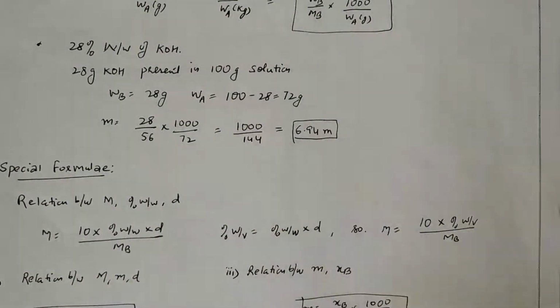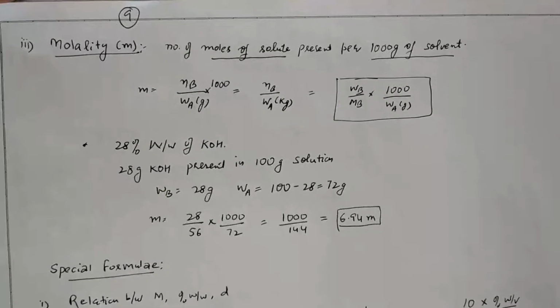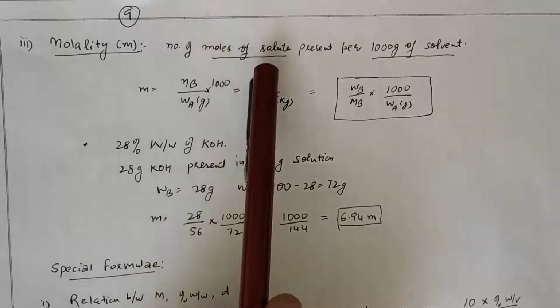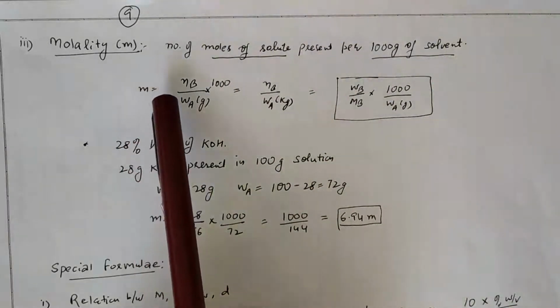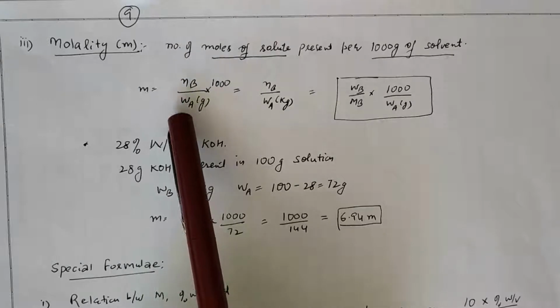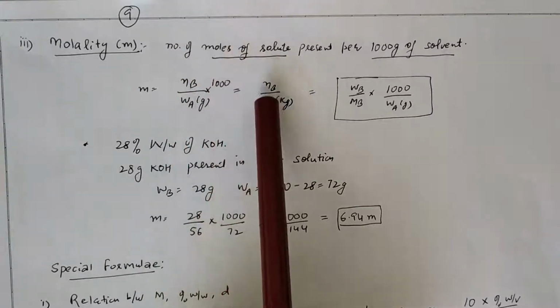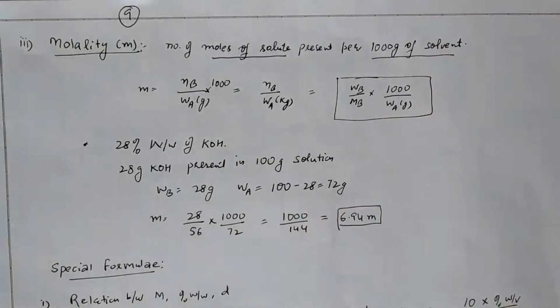Next, move to the third property, that is molality. It is very important. Definition: number of moles of solute present per 1000 gram of the solvent. Say NB, over weight of solvent in gram. If you take it in gram, multiply by 1000, otherwise in kg. So the formula becomes WB upon MB, into 1000 upon WA.